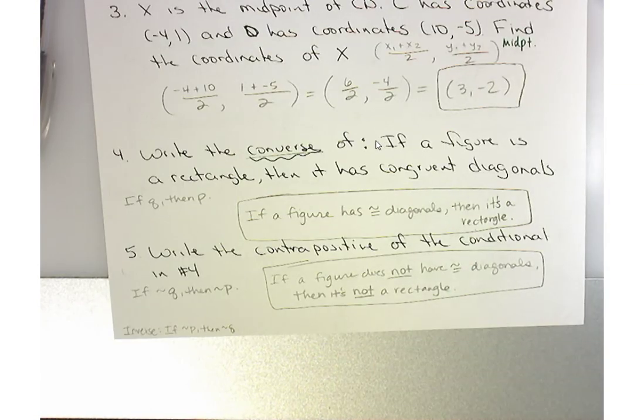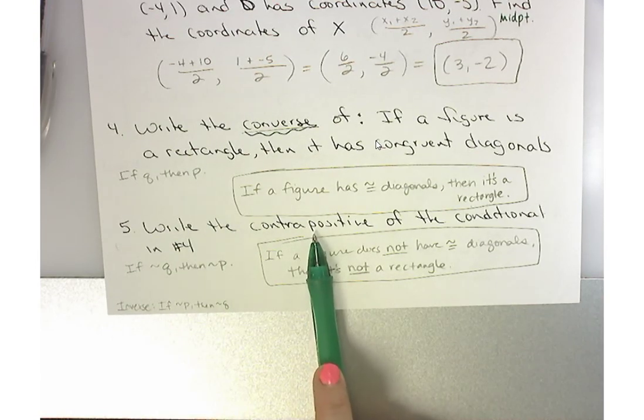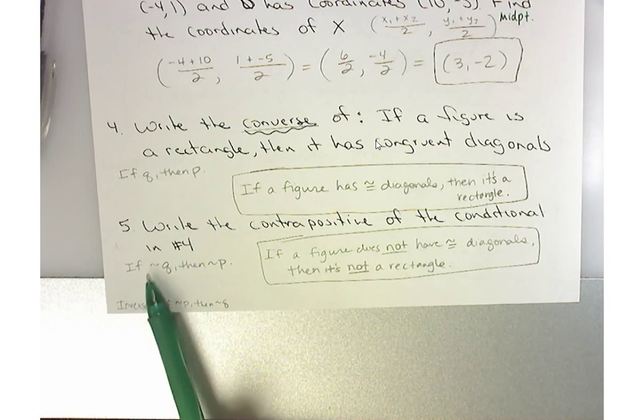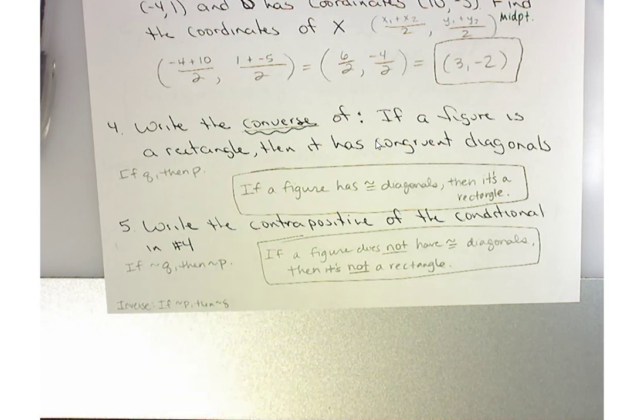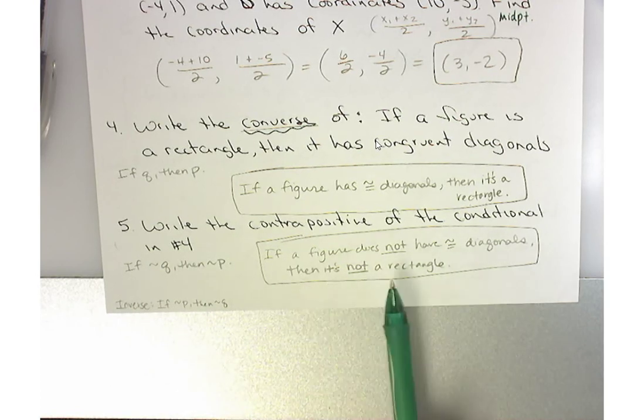And then 5 is asking for the contrapositive. Okay, so the contrapositive is if not Q, then not P. I also wrote down the inverse here for you, so if that was something you wanted to write on your note card, it's if not P, then not Q. Okay, so if a figure does not have congruent diagonals, then it is not a rectangle. Okay, and that is in chapter 2.